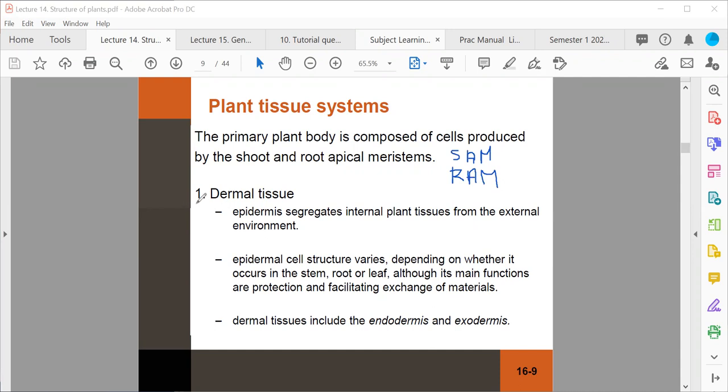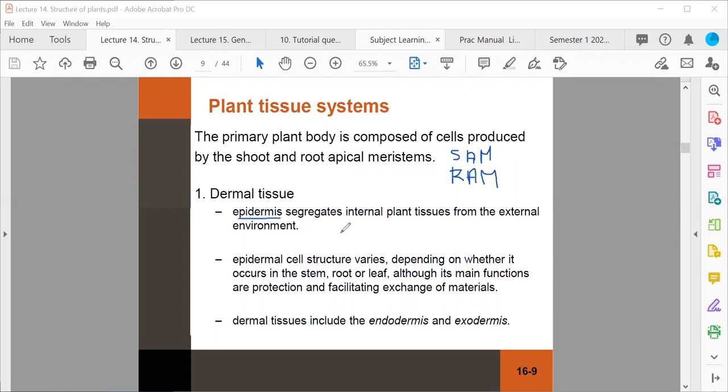All right, our first tissue type is the dermal tissue. And the major type of dermal cell is the epidermis, epidermal cells. These are normally cells on the surface of the plant body, that is the shoot and the actual roots itself. So those surface cells, normally 1 layer, sometimes 2 layers of epidermal cells. And these are the cells that segregate the internal plant tissues from the external environment.